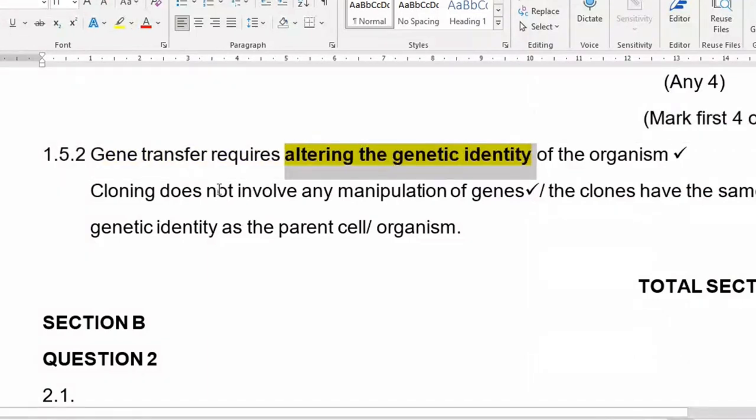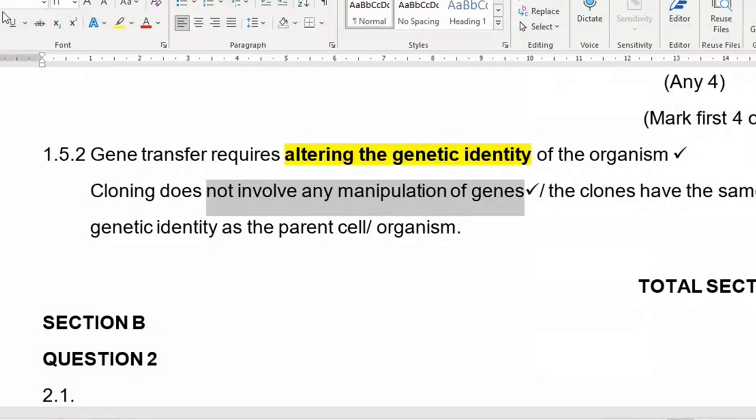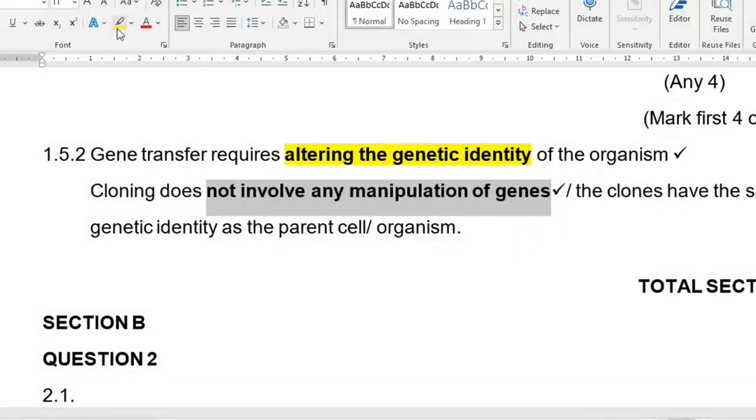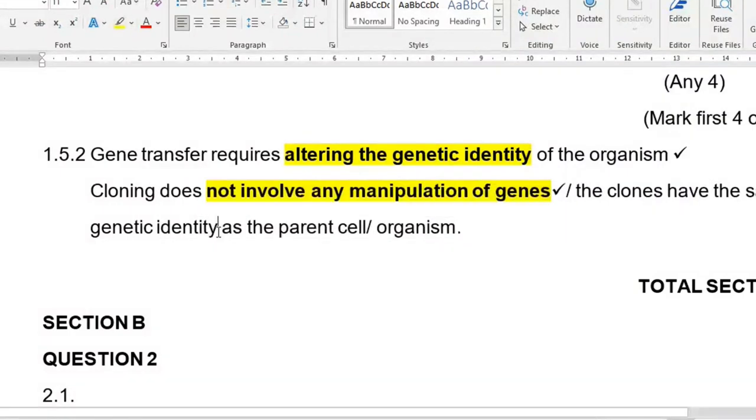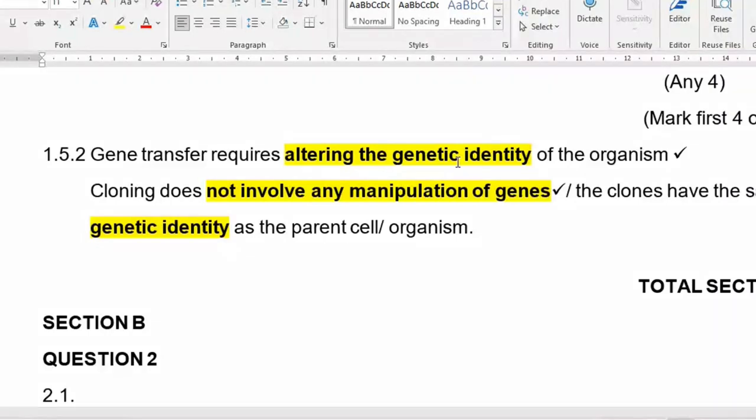Whereas cloning does not involve any manipulation, it means the genes are identical to the parent or to the original organism. So just keep that in mind: with gene transfer you alter the genetic identity, whereas cloning does not involve manipulating the genes. I hope that makes sense to you guys. I just wanted to stand still by that one.